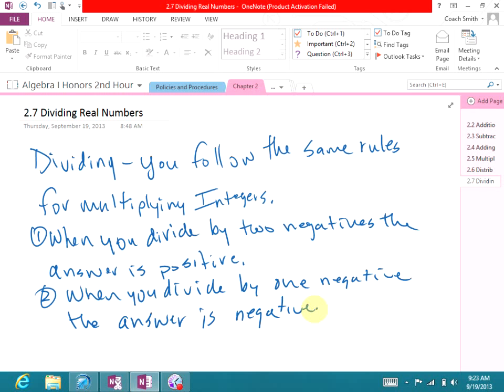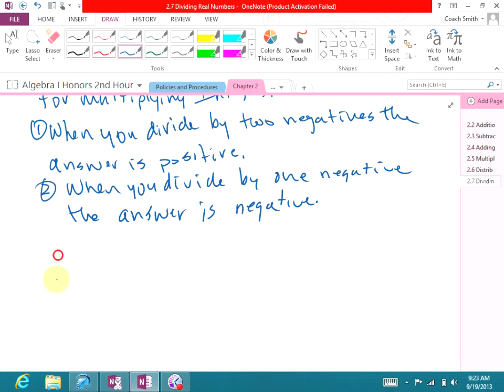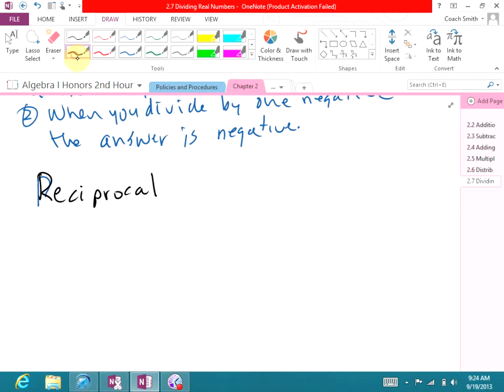Okay, now, another thing we need to remember is reciprocal. Reciprocal is where you flip the number and then you multiply. So, for example, if I had 10 divided by 2, or let's say 10 divided by negative 2, that problem and this problem are exactly the same. Okay, they are equivalent.